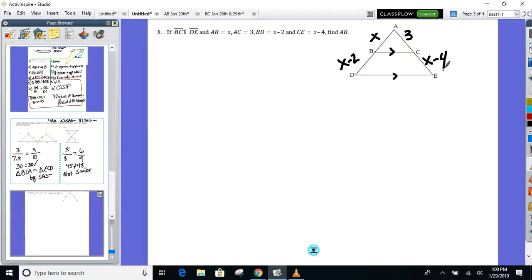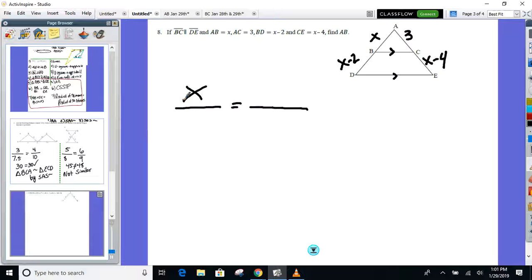All right, let's talk. I showed you this theorem called the side splitter theorem, which could be applied here. Side over side equals side over side. That's fine if you guys want to use that. I prefer, though, to go whole sides here. All right, let's do whole sides only. So I'm going to start with side AB is x.